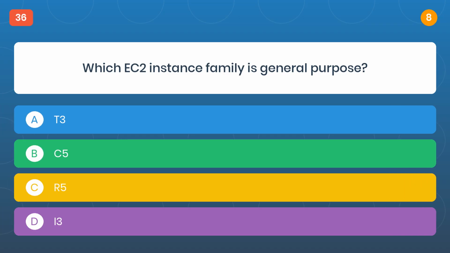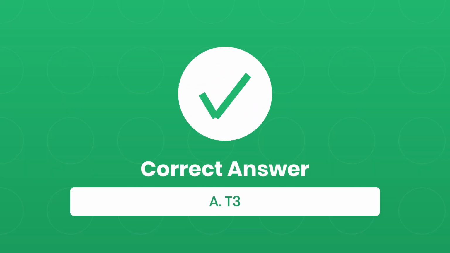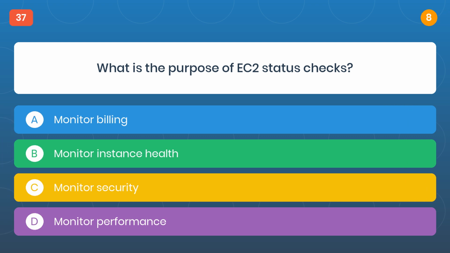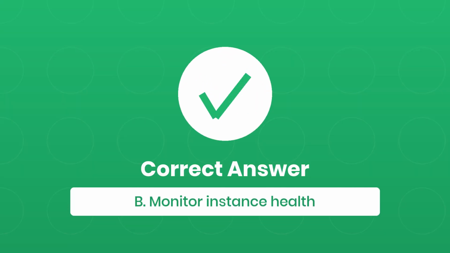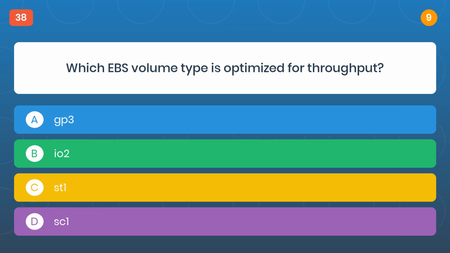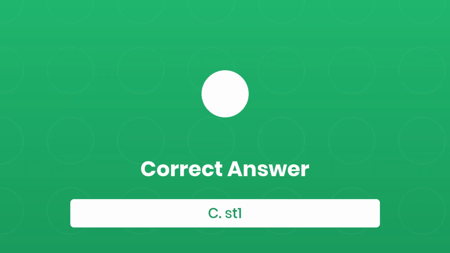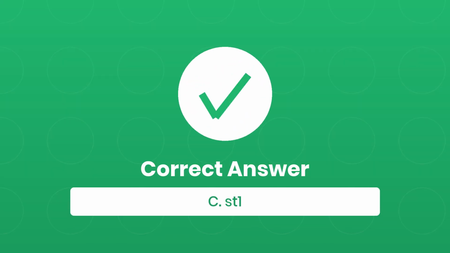Question 36. Which EC2 instance family is general purpose? The correct answer is A, T3. Question 37. What is the purpose of EC2 status checks? The correct answer is B, monitor instance health. Question 38. Which EBS volume type is optimized for throughput? The correct answer is C, ST1.